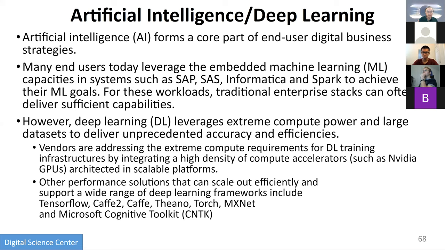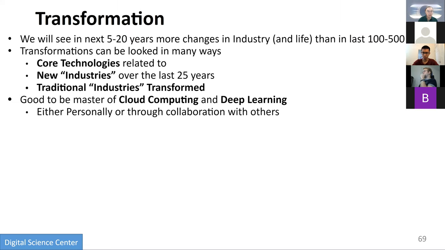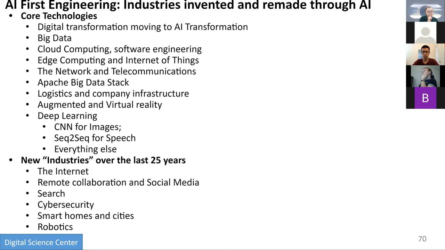This combination of digitization and digital processes combined with AI is driving all these transformations of industries. And that transformation can be thought of as technologies, old industries, and new industries. And if you want to participate, then you better know about cloud computing, where the work is done, and deep learning, which is how the work is done.